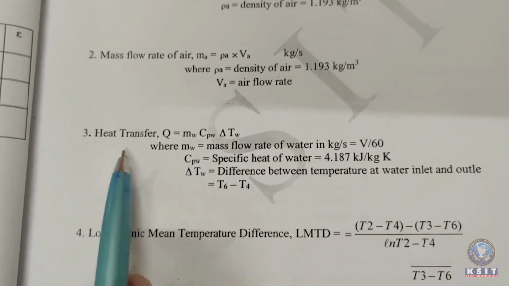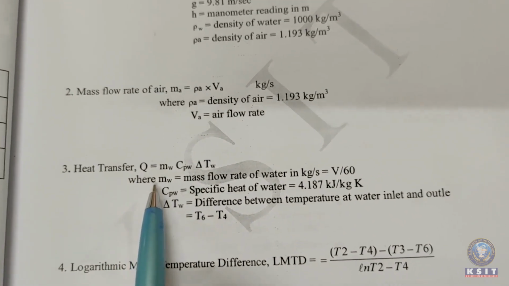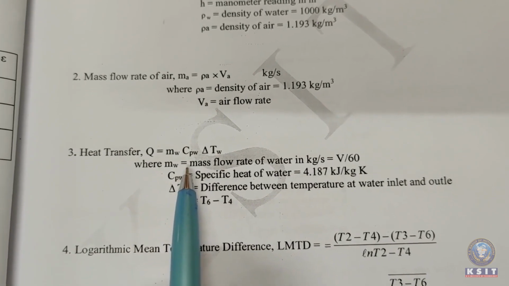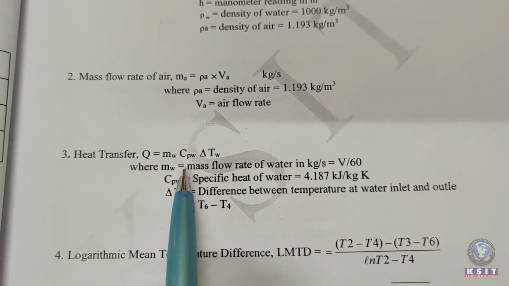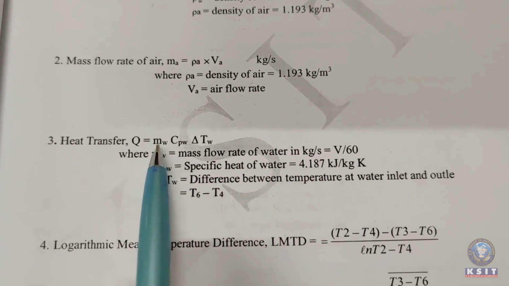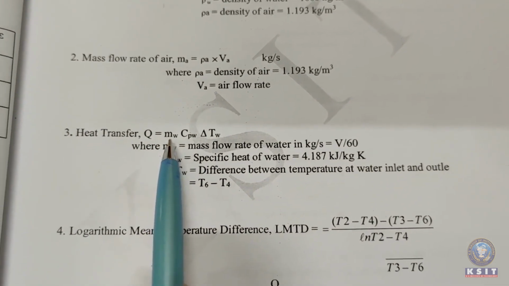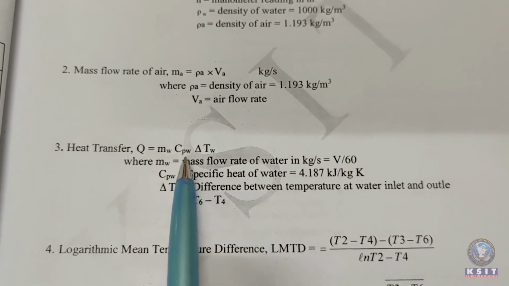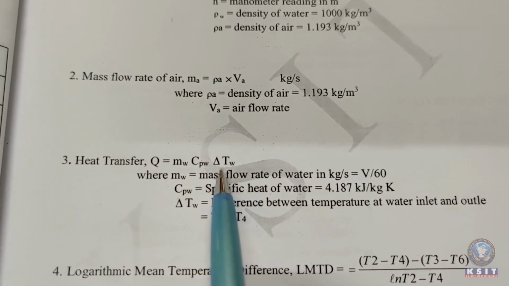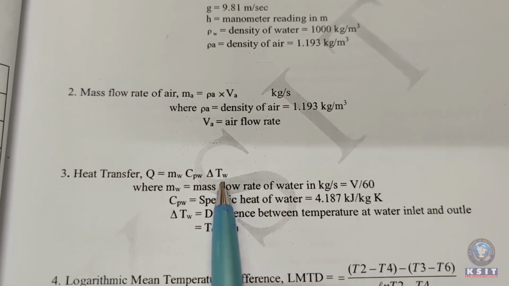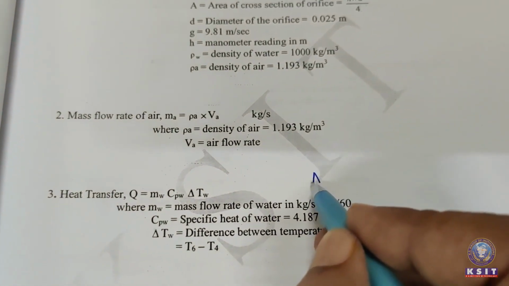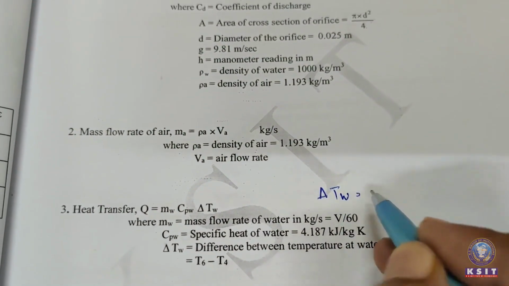Next, heat transfer. You know all the temperatures, you know the mass flow rate of air and the mass flow rate of water, and you know the specific heat of water and the specific heat of air. Now you know the mass flow rate of water is 1 kg, and the specific heat of water is 4.187, and here delta T is the temperature difference of the cold fluid. So delta T is here, this is important for parallel flow.